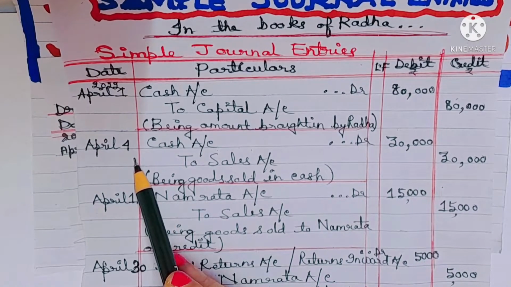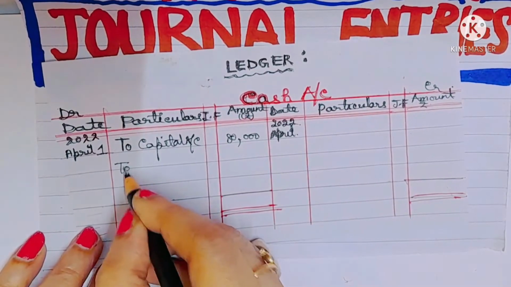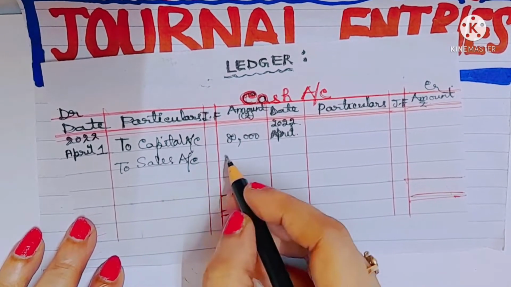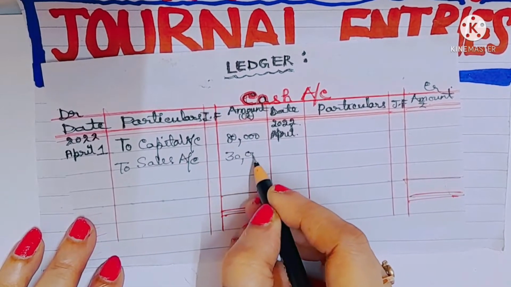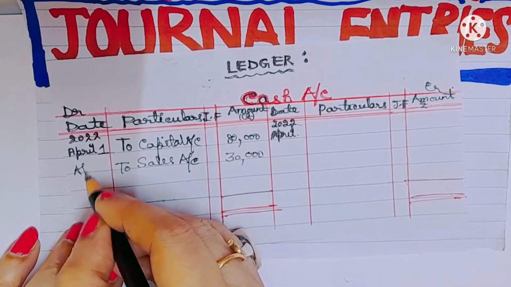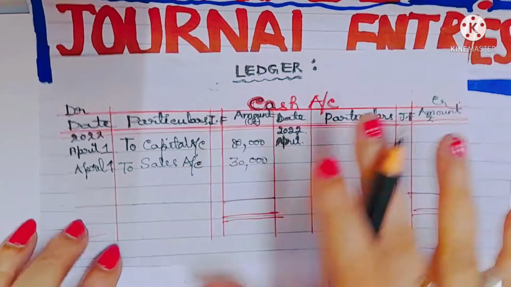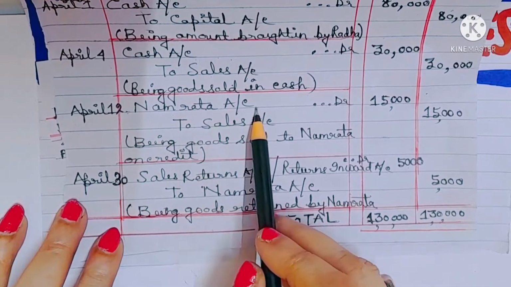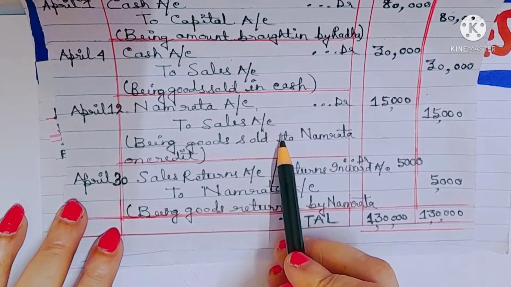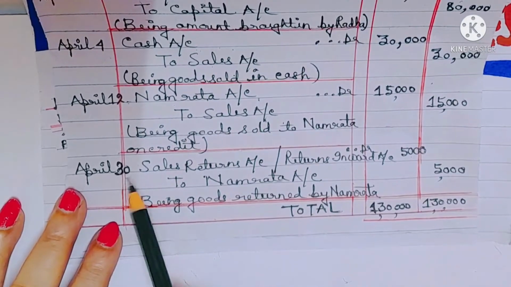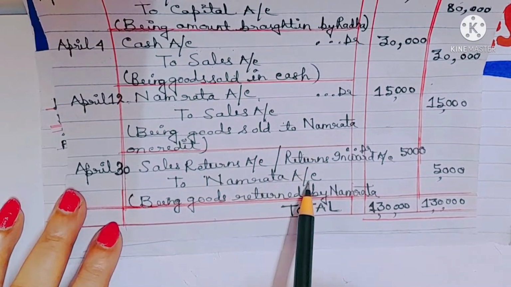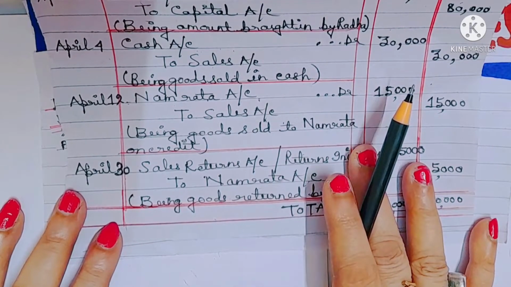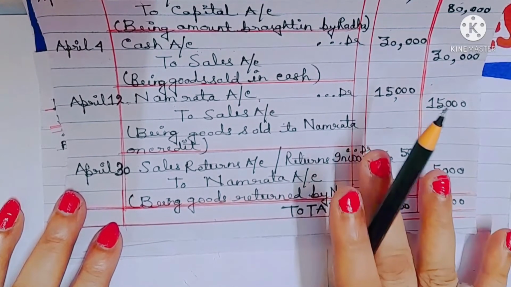What is the date? 4th April. Let's do it. To sales account. What is the amount? 30,000 on 4th April. Let's see, are there any other cash transactions? On 12th April, Namrata account debit to sales account. No cash account. Ignore. On 30th April, sales returns account debit to Namrata account. No cash account. No cash transaction. So, ignore. Now let's close the cash account.